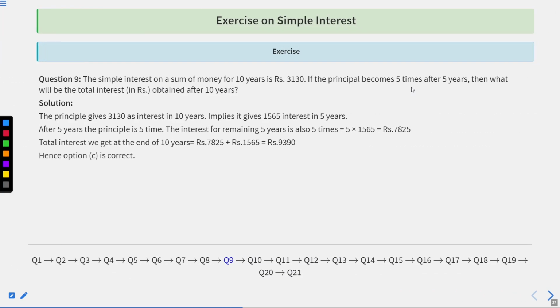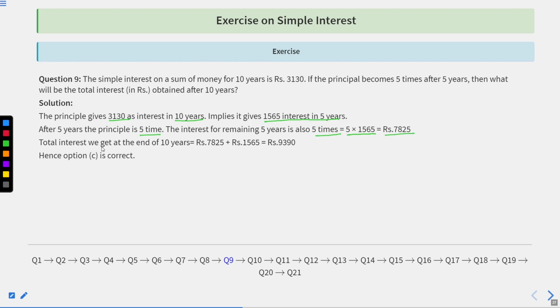So let us have a look over the solution. The principal gives 3,130 as interest in 10 years. So it implies it gives 1,565 interest in 5 years. So after 5 years, the principal is 5 times. The interest for the remaining 5 years is also 5 times. So that is 5 into 1,565, which is equal to rupees 7,825.